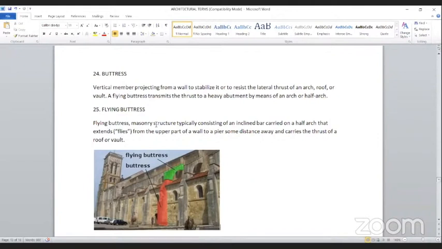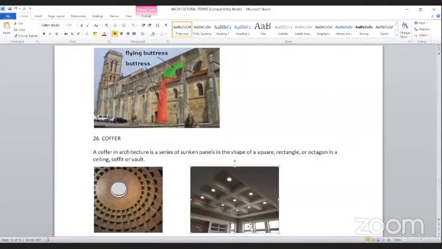Okay, now a flying buttress is a masonry structure typically consisting of an inclined bar, and a buttress is a vertical one. The inclined bar is carried on a half arch that extends from the upper part of a wall to a pier some distance away, and carries the thrust of a roof or a vault. The inside of it is the pillar, the pier. So this one is a pier. This is a flying buttress. This is the buttress. Understood?